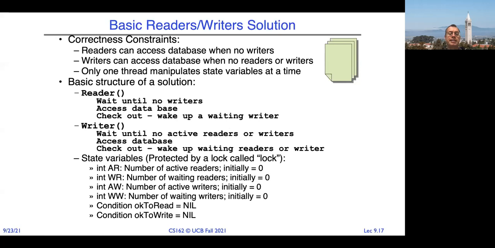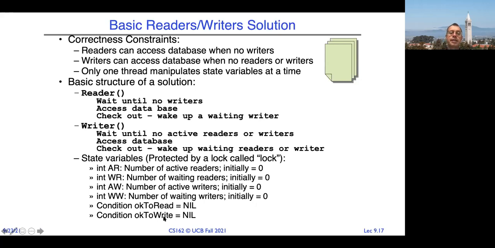So how do we implement this with our monitor, the beautiful abstraction we just learned about? All right. So you see, wake up a waiting writer and wake up waiting readers or writers. What are these? You can implement them with condition variables. It's like signals and waiting. So we have two condition variables, okay to read and okay to write.